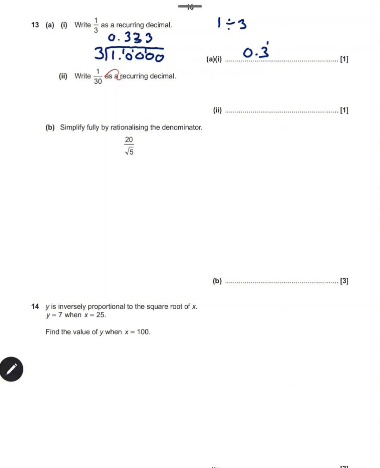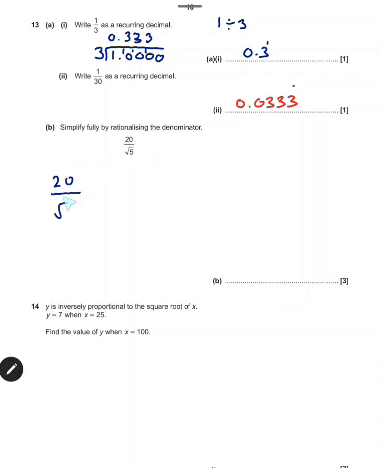Part 2 is 1/30th as a recurring decimal. Well, 1/30th is 10 times smaller than 1/3. So I'm going to need to divide this by 10. And that's going to move all your digits to the right. So you're going to get 0.0333.